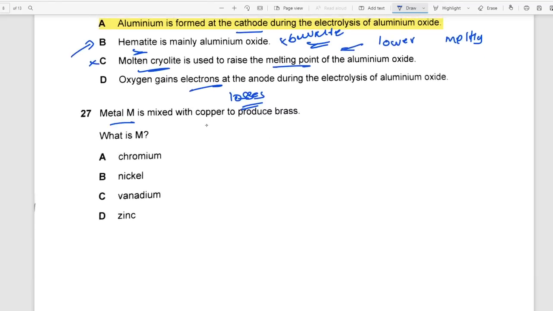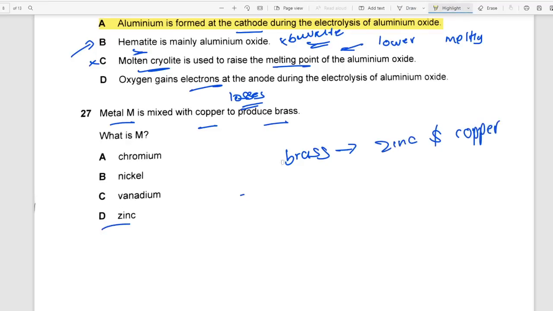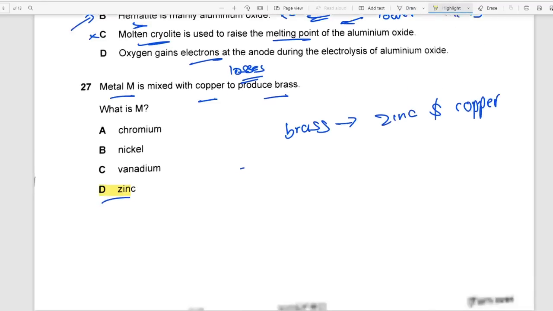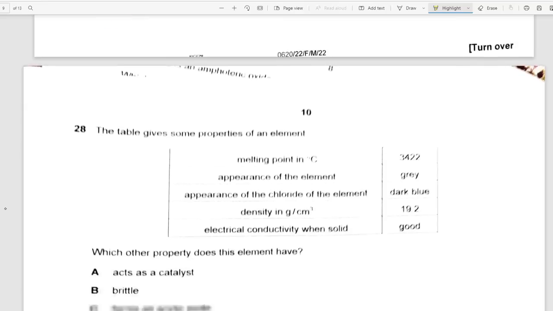The metal M is mixed with copper to produce brass. We know brass is made up of zinc and copper. So the answer should be zinc right here. Move on to the next question.